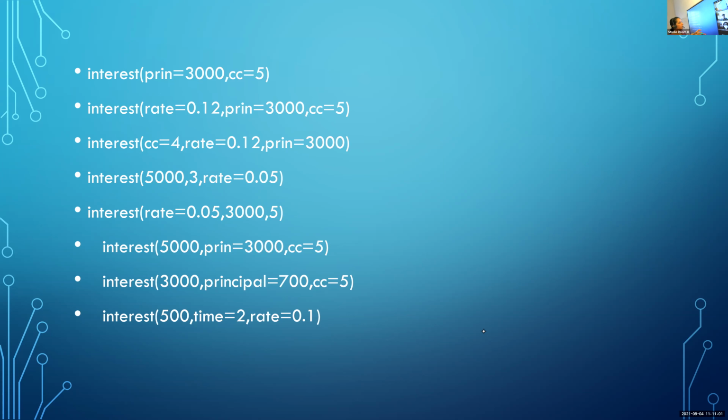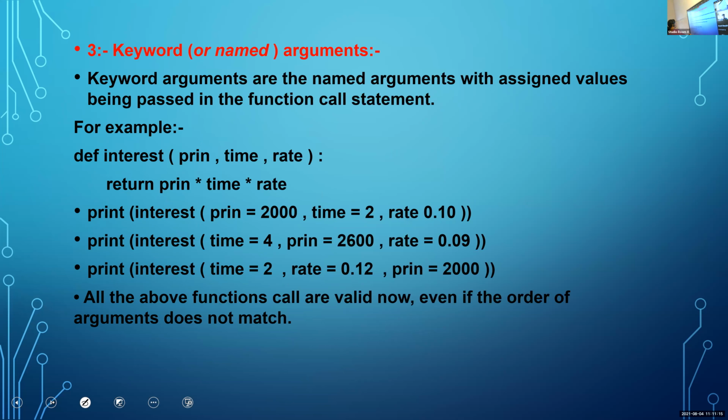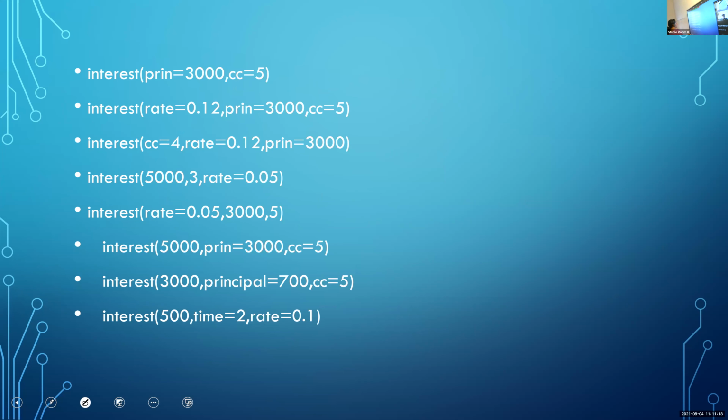We are giving name along with value. This is an example for keyword or named argument. Keyword or named argument means we are using values along with the argument name. Okay, principal, PRIN, is the argument name. We are giving the value 3000 with this PRIN argument.